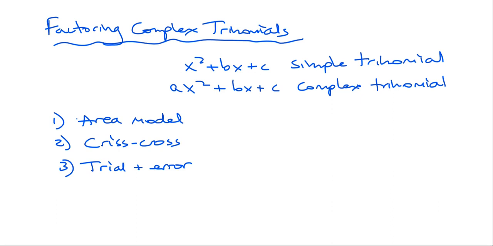In this video, we're going to factor complex trinomials. We're going to use three methods: the area model, the Criss-Cross method, and trial and error. Now, the fun part is that these three are really essentially the same thing. They just look different. The other method of factoring complex trinomials that you can use is decomposition, but look for that in a different video.